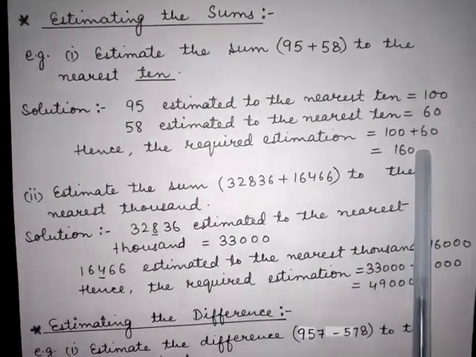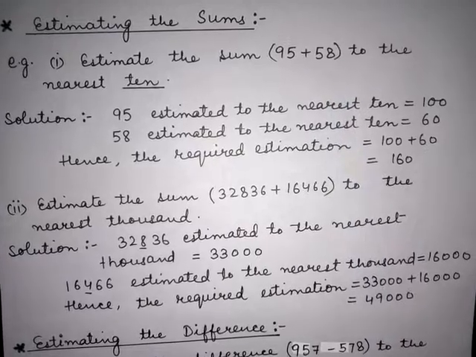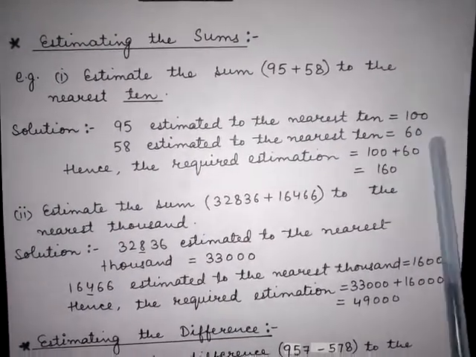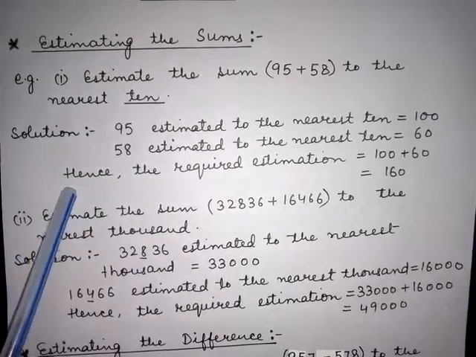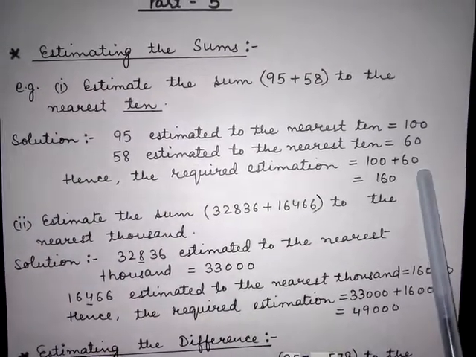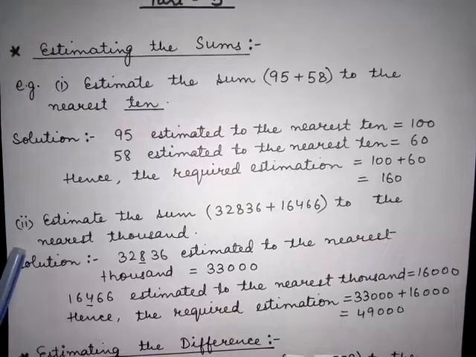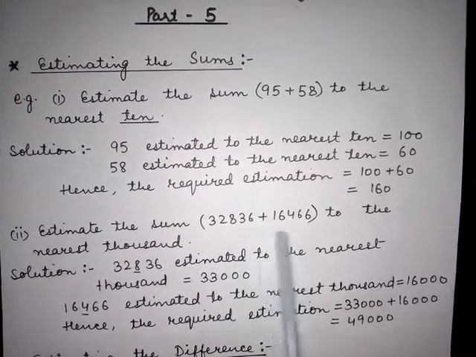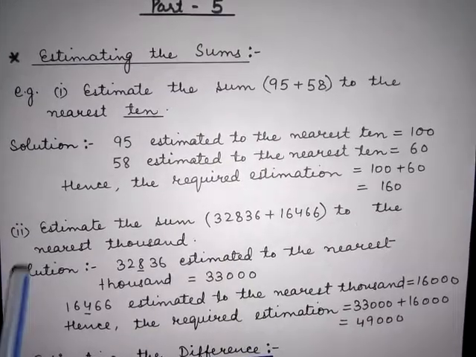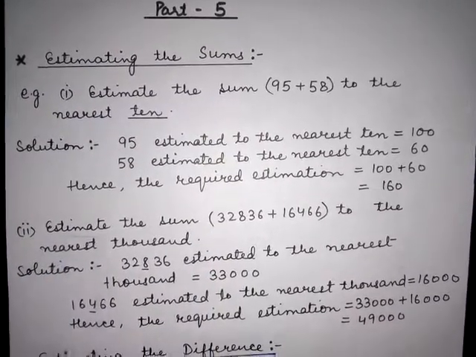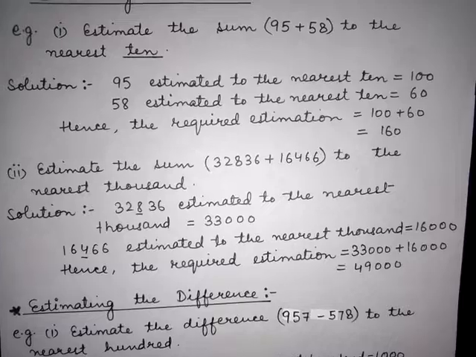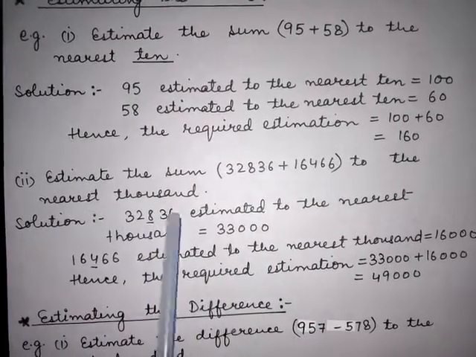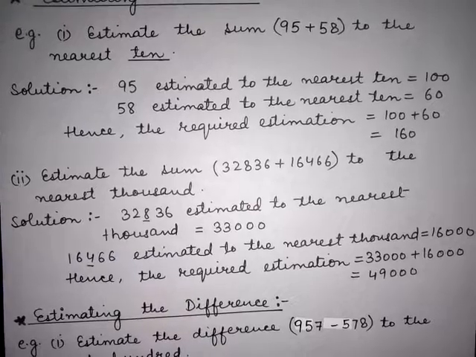So in this question we have estimated their sum. Individually we have estimated these two numbers to the nearest 10, and in the end we have found the sum. We have one more example of estimating the sum here. We have these two numbers. Now we have to estimate the sum to the nearest 1000. So first of all we have to individually round off these two numbers to the nearest 1000.